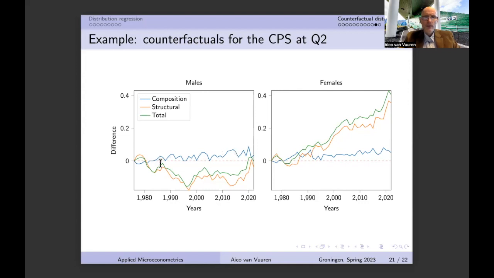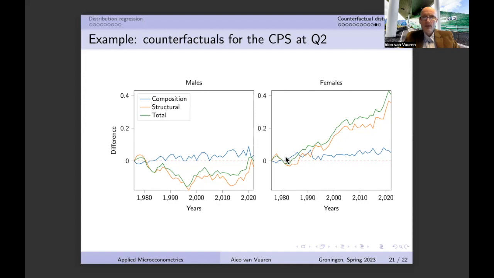In addition to that, we do see that, again, the structural effect is going to be more negative than we see with respect to the total effect. So again, we can say that the reason why we had this drop in terms of wages was related not so much to the composition of the workforce, because that only became better. It's related to the fact that men were paid worse over time.